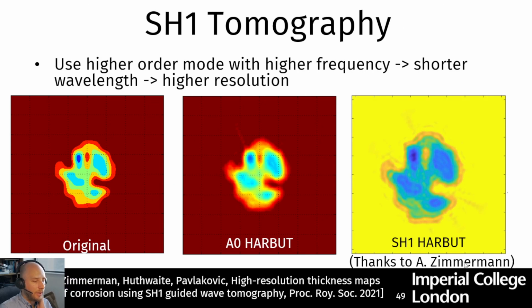I should say thanks to my PhD student who finished a few years ago now, Andy Zimmerman, for producing this map. Apologies, it's a different color scale and things, but that's just where we are with it. And we produced this reconstruction here. Obviously, it's a little bit noisy, but you can see this is much higher resolution than the standard A0. You can see these boundaries, for example, are very, very sharp, which is much more of a reflection of the original thickness map compared to the A0 case, where it's really very blurred. You're not getting very much in the way of detail in that.